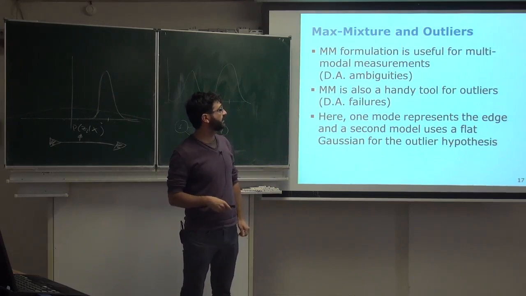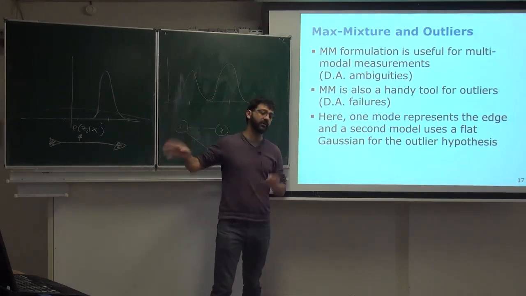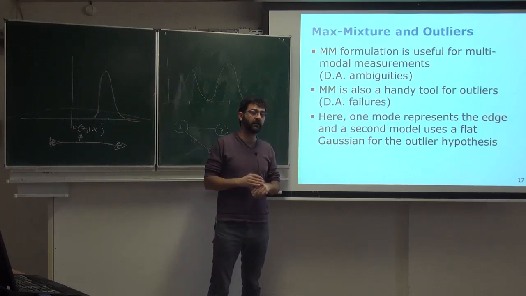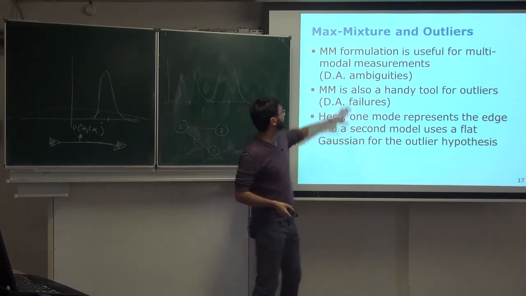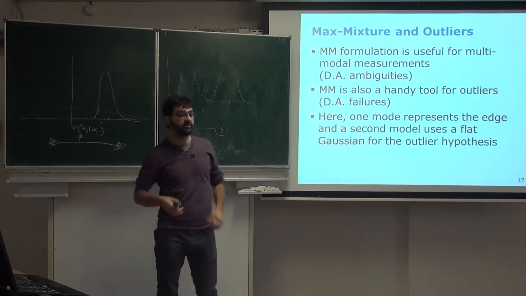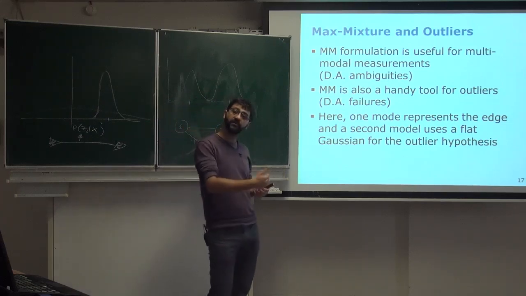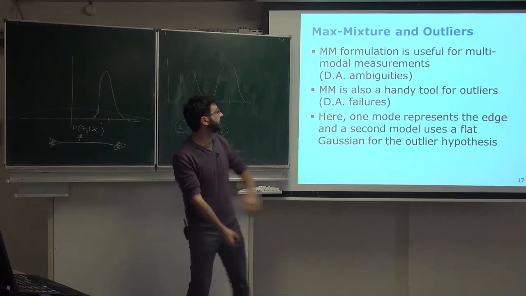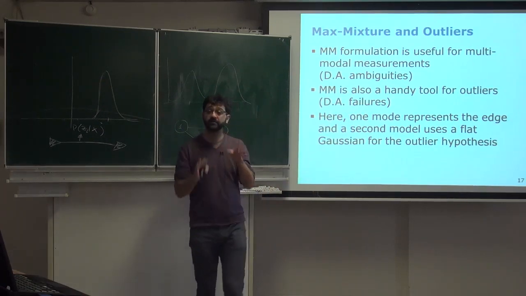Regarding outliers, a different way of using this max mixer. So right now we just saw the main framework, and I gave you a few examples. But in principle, there are three ways of handling this. One is really for multimodal measurements, as I said, for instance, the slippage case. One is for outliers, so when we have failures in an association, and you can also mix them together.